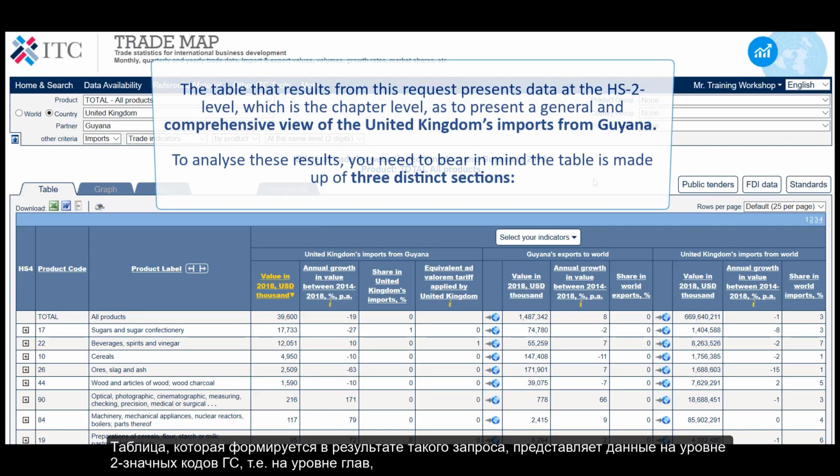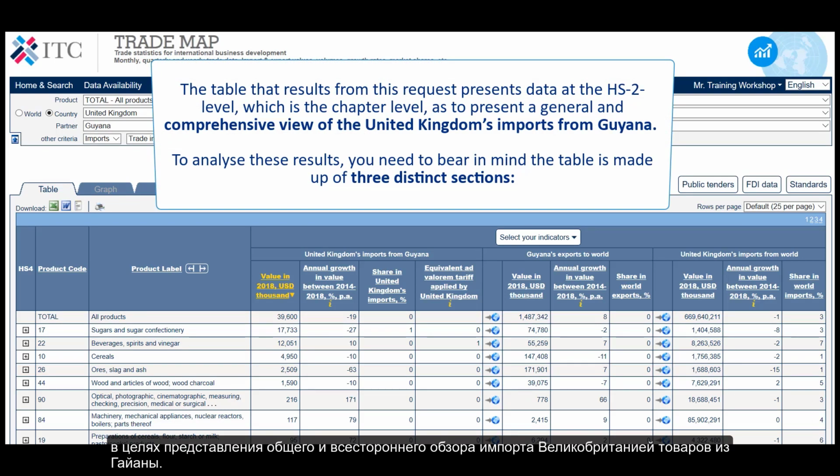The table that results from this request presents data at the HS2 level, which is the chapter level, as to present a general and comprehensive view of the United Kingdom's imports from Guyana. To analyze these results, you need to bear in mind the table is made up of 3 distinct sections.